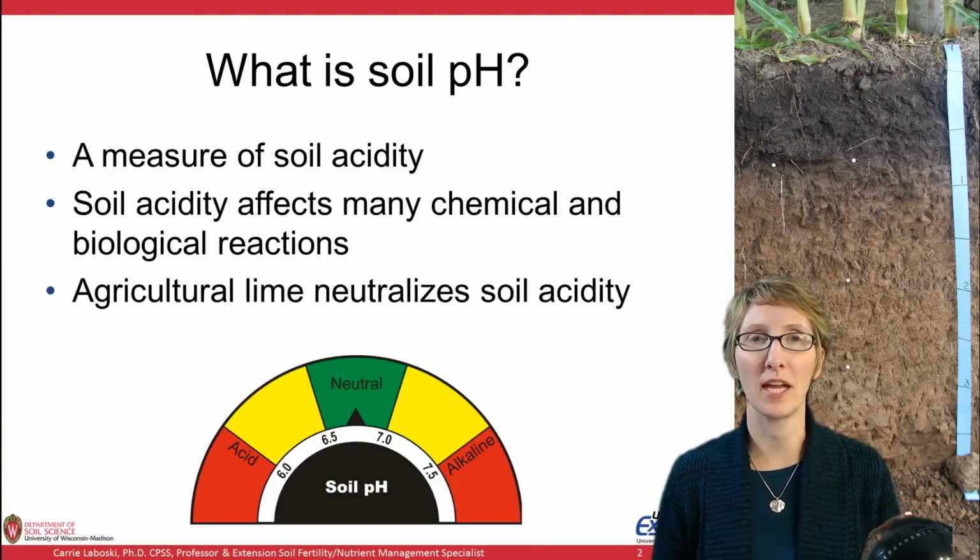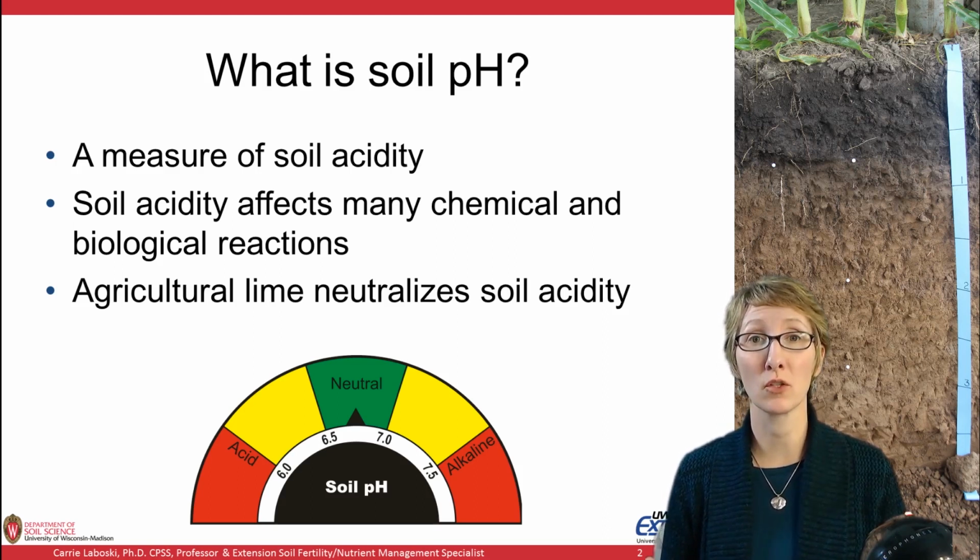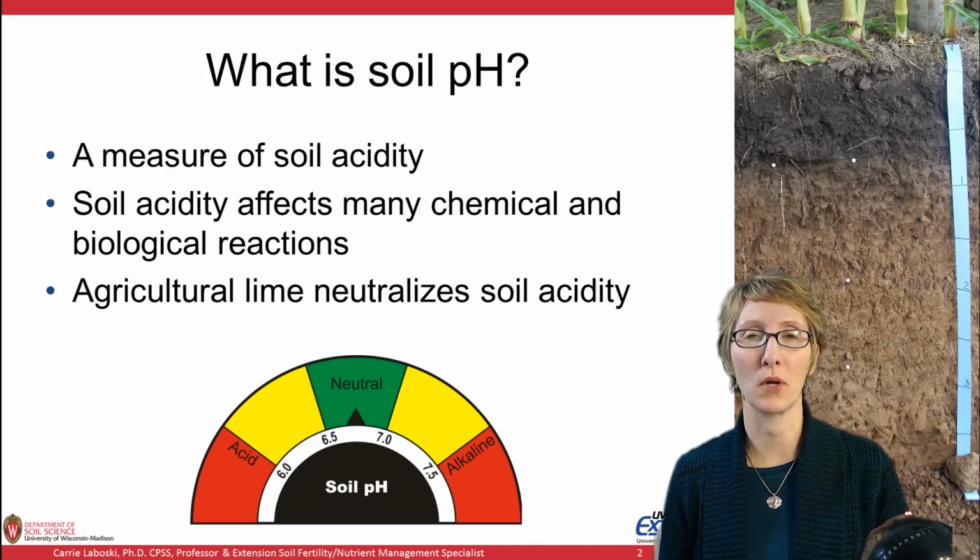So what is soil pH? Well, it's a measure of soil acidity. Soil acidity is important because it affects many chemical and biological reactions within the soil that then influence plant growth and nutrient availability. Agricultural lime can be used to neutralize soil acidity when it becomes too great, when it becomes a problem for crop production.